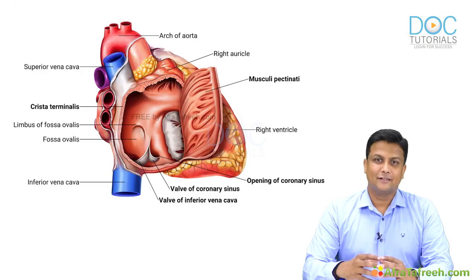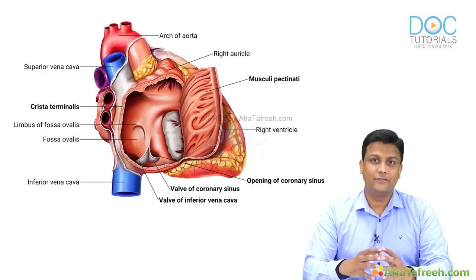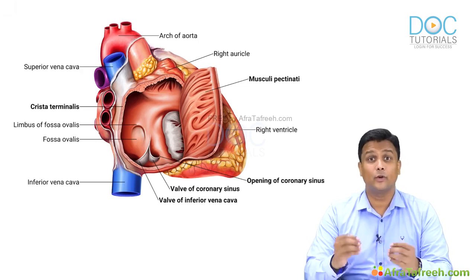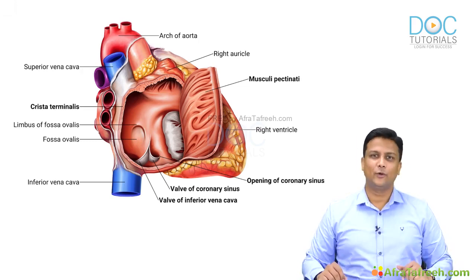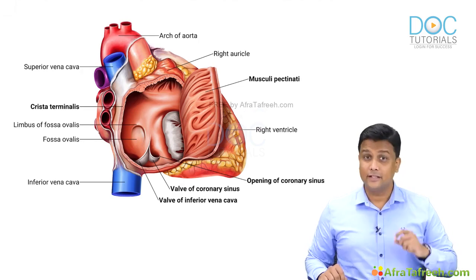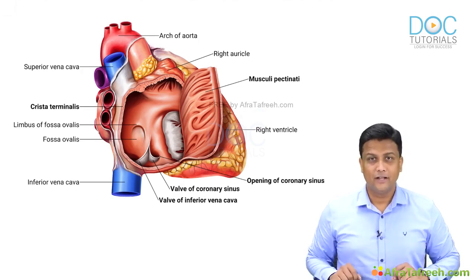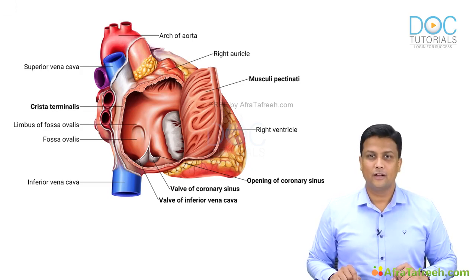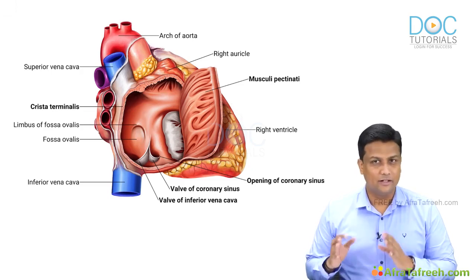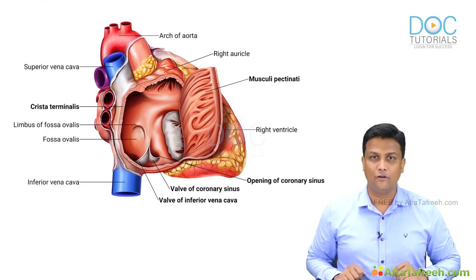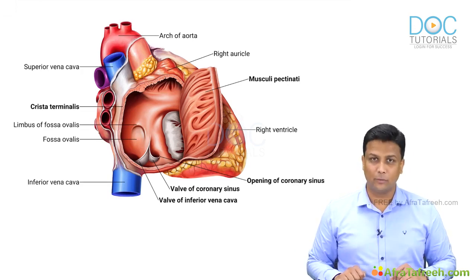Hello my dear friends, after completing the external features of the heart, now let us learn about the internal features of the heart. In the internal features of the heart, we are going to discuss two important things: the internal features of the right atrium as well as the internal features of the right ventricle. Now the diagram on the screen shows the internal features of the right atrium. The right atrium has been opened.